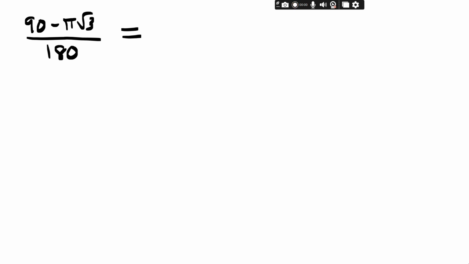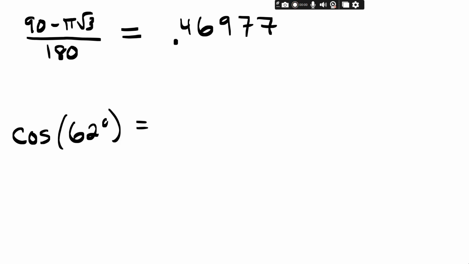Okay, you guys on the calculator, give me the approximation. 0.46977 according to Noah. Okay. Cool. And then, pretty close approximation? I don't know. We'll see. What's cosine of 62 degrees according to your calculator? Now you need to be in degree mode. Perfect. 0.46947 or something like that.